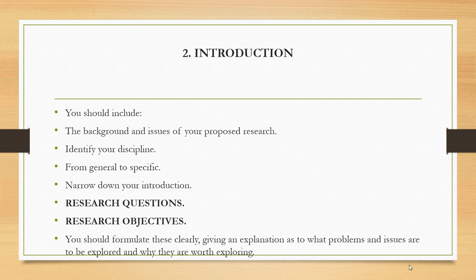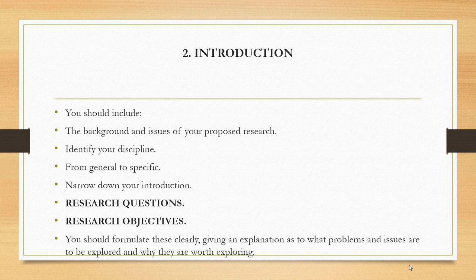What does a researcher include in his research introduction? That is the background and issues of your proposed research. The first paragraph, the first section of the introduction, is all about the background of the study. By background we mean what is the history of the topic, how did this topic come into the field of research, and all the things the researcher is going to discuss in the background to the study.